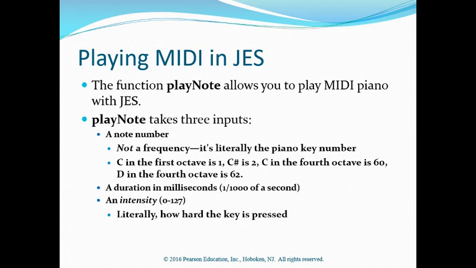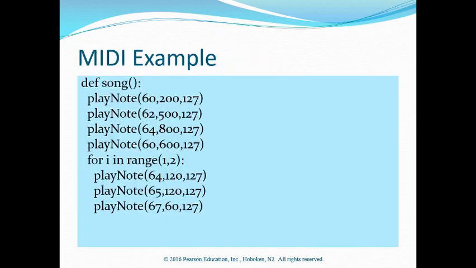Playing MIDI in JES. The function playNote allows you to play MIDI piano with JES. playNote takes three inputs. A note number, not a frequency, it's literally a piano key number. C in the first octave is 1, C sharp is 2, C in the fourth octave is 60, D in the fourth octave is 62. A duration in milliseconds, and then the intensity, literally how hard the key is pressed.